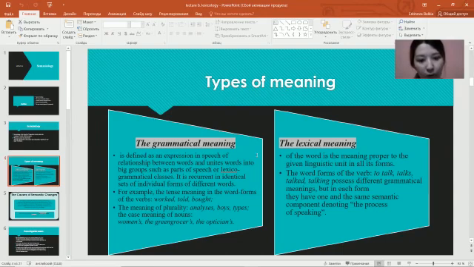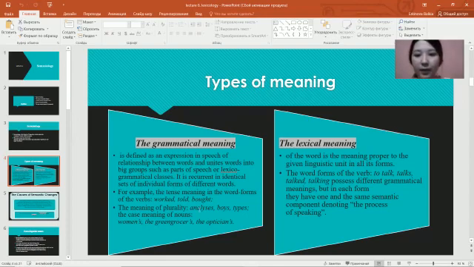Analysis, boy, boys, type, types, and etc. And the case meaning of nouns, for example, women's, the greengrocers, the opticians. Here, the plural form of woman is exceptional from other plural forms of the nouns. And when we put an apostrophe before S.